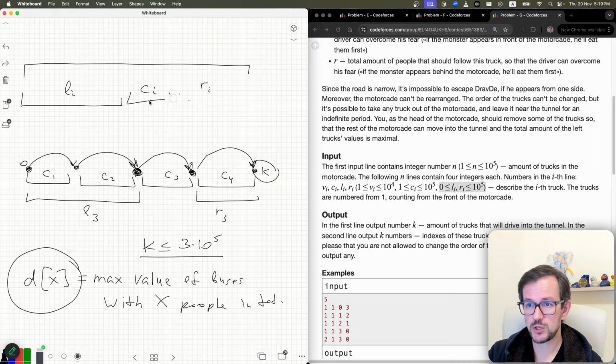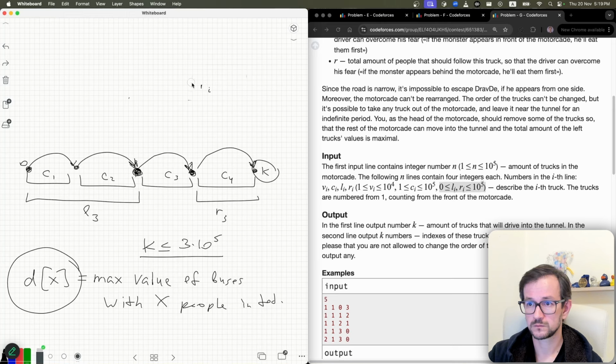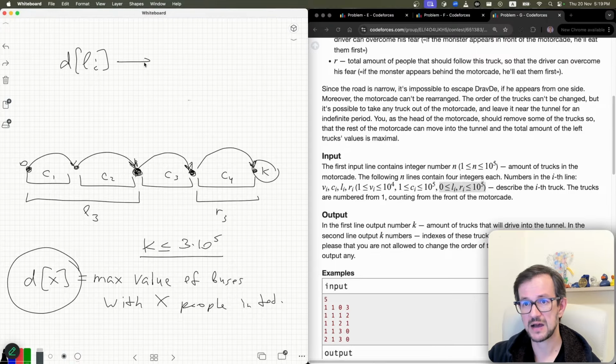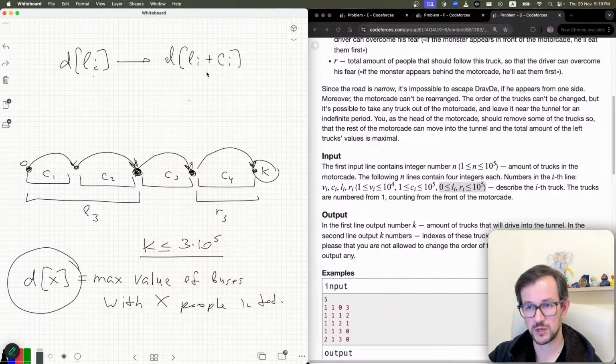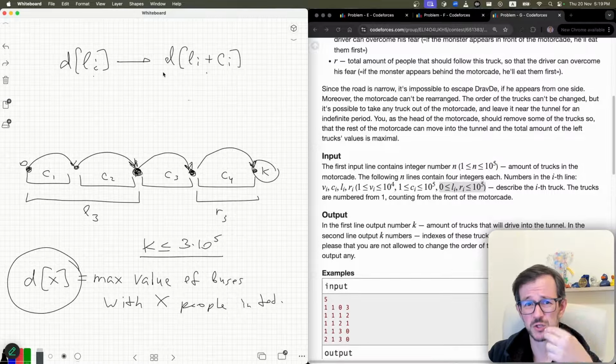So every time you take a new bus, you just make one update of this array. Before this bus, you must have L_i people, and after this bus, you have L plus C people. So you make this transition from here to here. You might make one relaxation of your dynamic programming. And that's it.